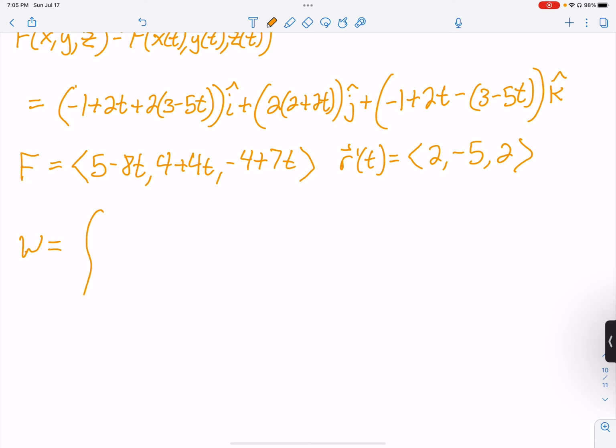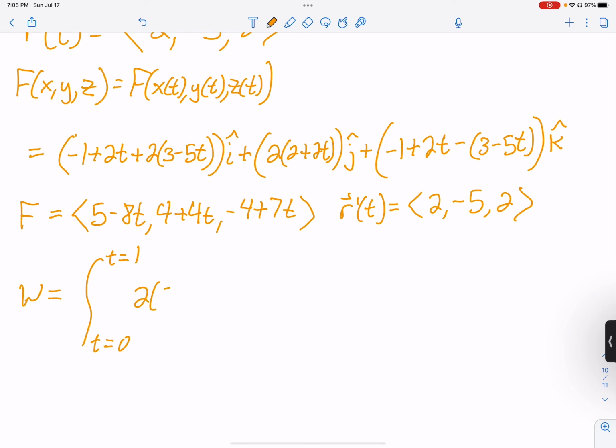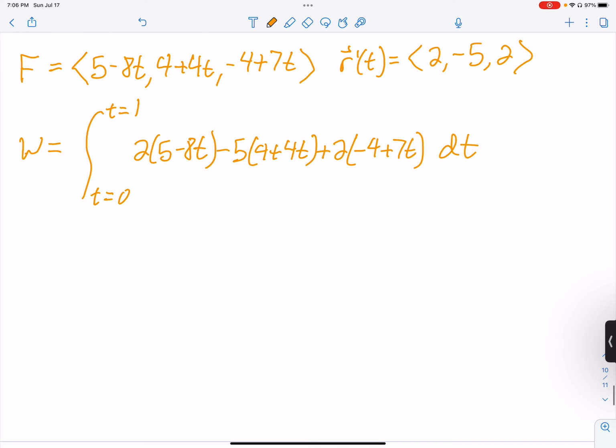Now these were from t equals 0 to t equals 1. Then I just dot those two things: 2 times (5 minus 8t) plus (-5) times (4 plus 4t) plus 2 times (negative 4 plus 7t), all of that dt. This is from 0 to 1. We only have one variable now. Negative 18 minus 22t dt. And if we work all that out, we get negative 29.